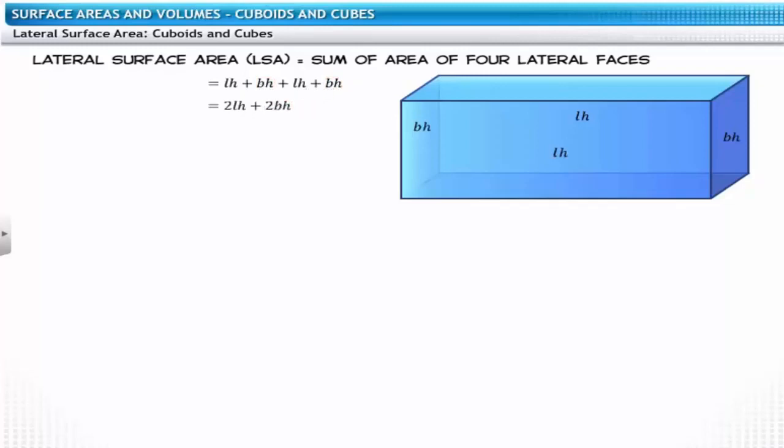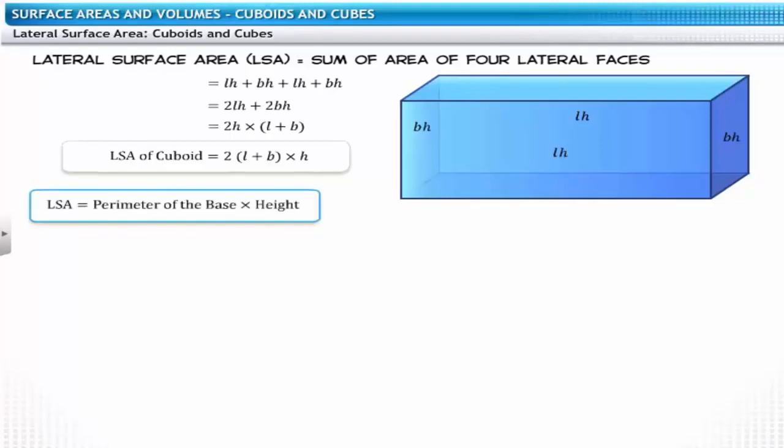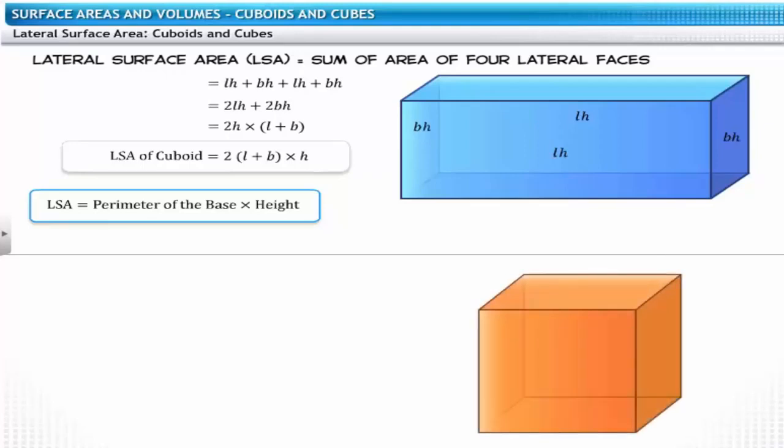All you need to do is add all these areas. On simplifying this expression, we get the formula as 2 times the height multiplied by the sum of the length and breadth. Let's rearrange this formula. Here the expression twice the sum of length and breadth is equal to the perimeter of the bases. Hence, we can also define the lateral surface area as the product of perimeter of the base and height of the cuboid.